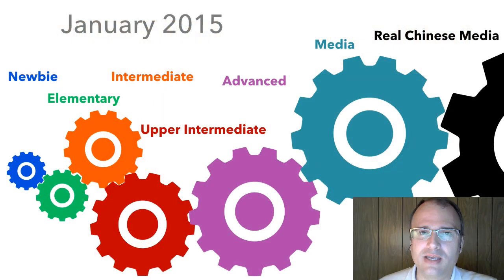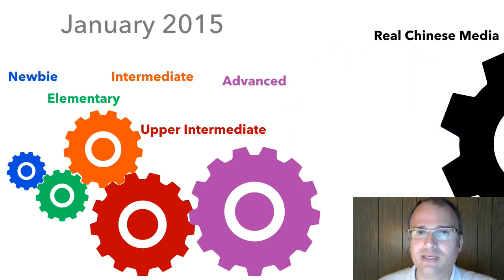Now, why do I try to stay there? Were the lessons after that bad? No, but something really, really important happened in January 2015. Now, that is when the office moved from Shanghai to Taiwan. That's not what I'm talking about, although that was a factor in this. The big, big thing that happened was this. We've got 6 levels here to get you up to real Chinese media. The highest level is what? Media. Media disappeared. ChinesePod stopped making media lessons.